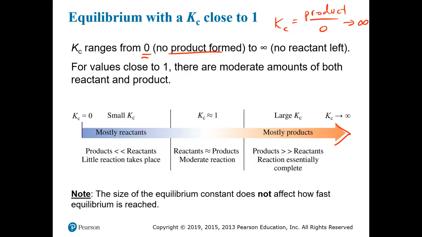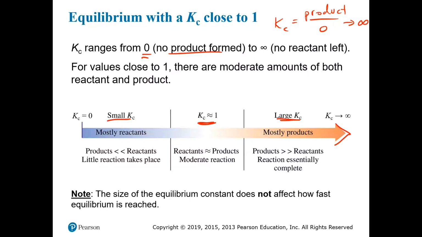So a true equilibrium reaction is where the Kc is somewhere in between this range. It has not a 0 value and not an arbitrarily large value, but it has some moderate value. If it's a small value for Kc, meaning less than 1, then there's mostly reactant and a little bit of product formed. If there's a large value for Kc, it means there's mostly product and very little reactant left. If Kc is approximately 1, then you have approximately equal amounts of both.